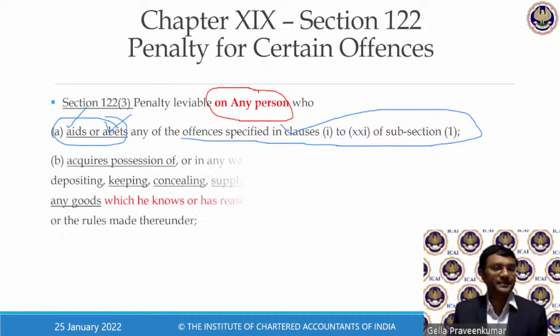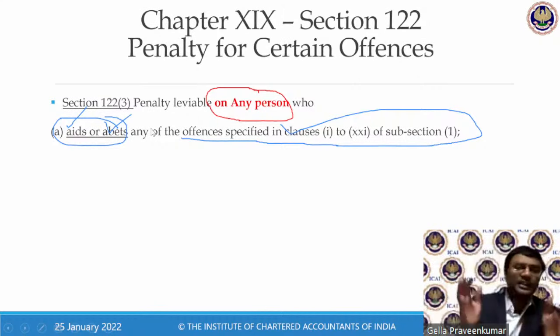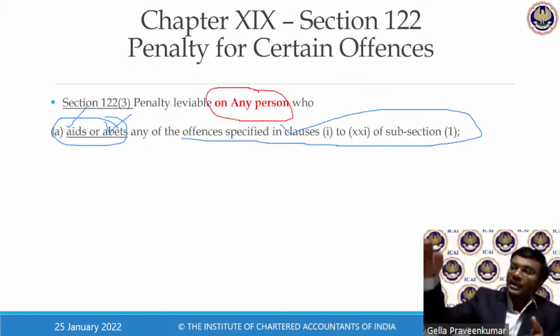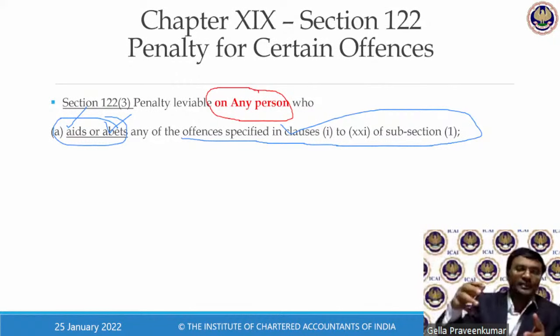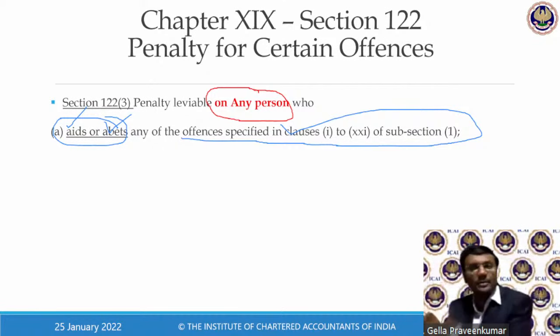Let us put it this way: aids or abets. Assuming that I have a factory in Pune, and I have a caterer who supplies the food. I know that this caterer who is supplying the food every month is billing me, say, 3 lakhs worth of catering supply. 3 into 12, 36 lakhs happens to be the supply value.